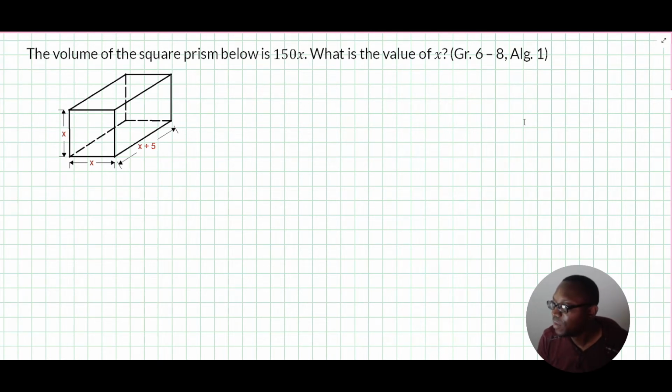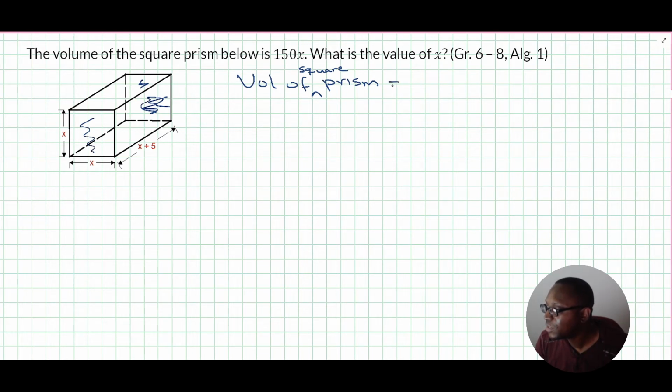We have the volume of a prism. I call this a square prism. Actually, it's a rectangular prism. Okay, we call this a square prism, and the reason why it's a square prism is because this face right here is treated as the base, and you can see here you have a square as well. That's why it's called a square prism.